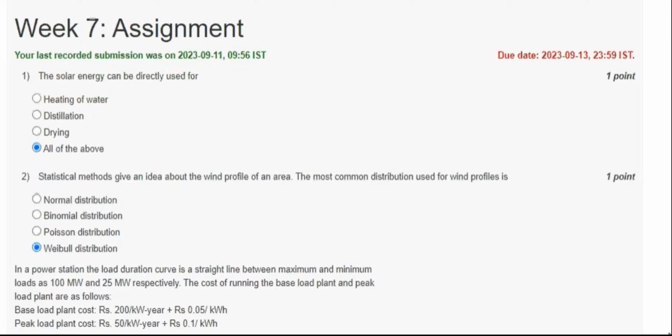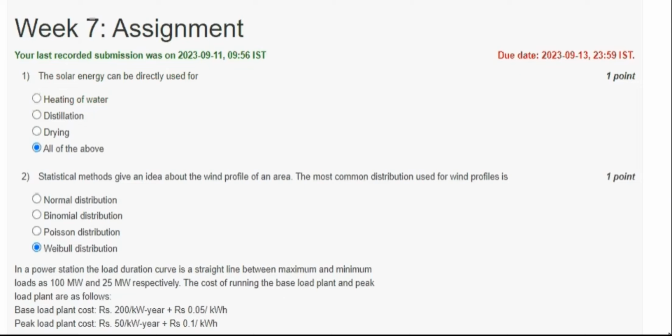So let's discuss the assignment. The assignment question number 1, the solar energy can be directly used for. So solar energy is used for everything: for heating, for cooling, for distillation, for drying. So all the above. The right answer is all the above.